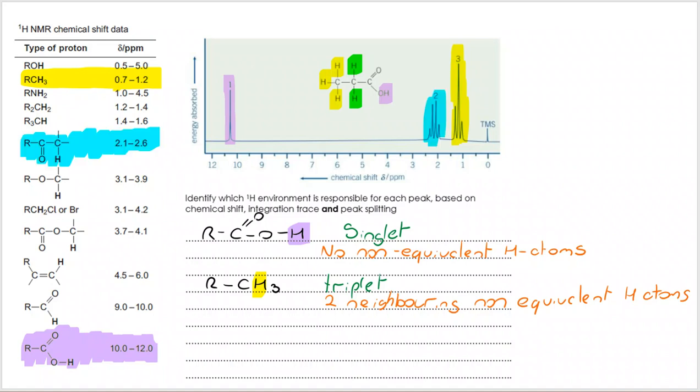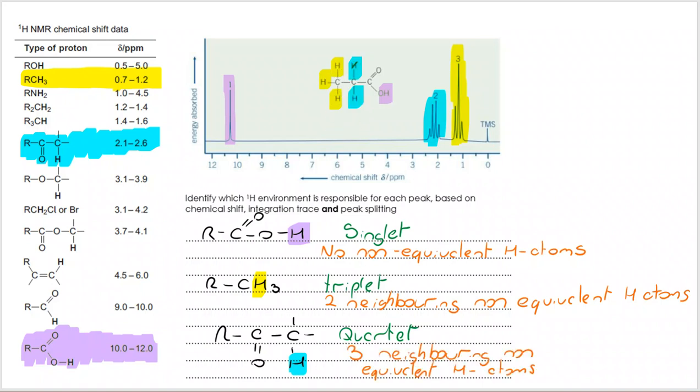Finally, I go to my third, where I've got a peak at 2.1 to 2.6. It's got an integration trace of 2 hydrogens in that environment, and it's a quartet because it has 3 neighbouring non-equivalent hydrogens. Taking this through, looking at the integration trace, I've already touched on this, but the integration trace shows us we've got a 3, a 2, a 1, and the colour coding shows which one relates to where. So there's lots of different ways that we can attack this information and analyse this information.